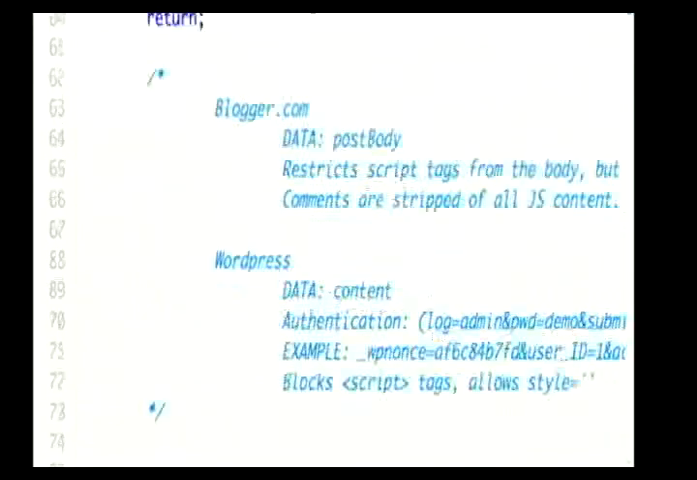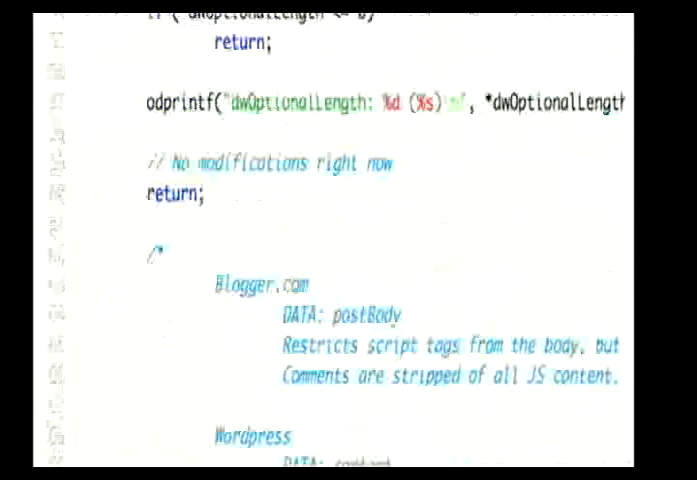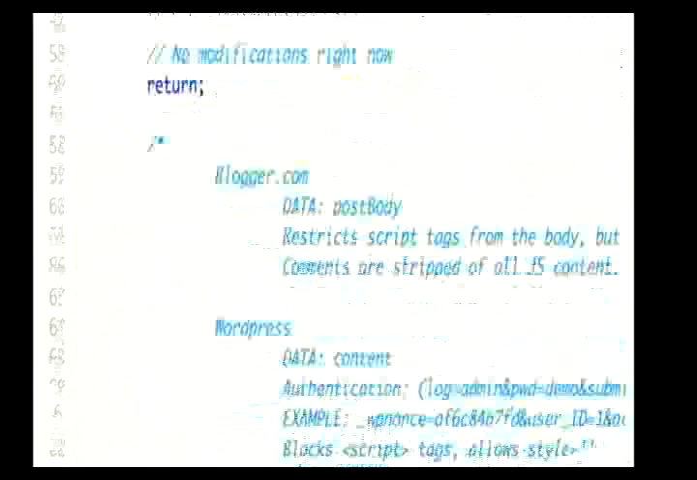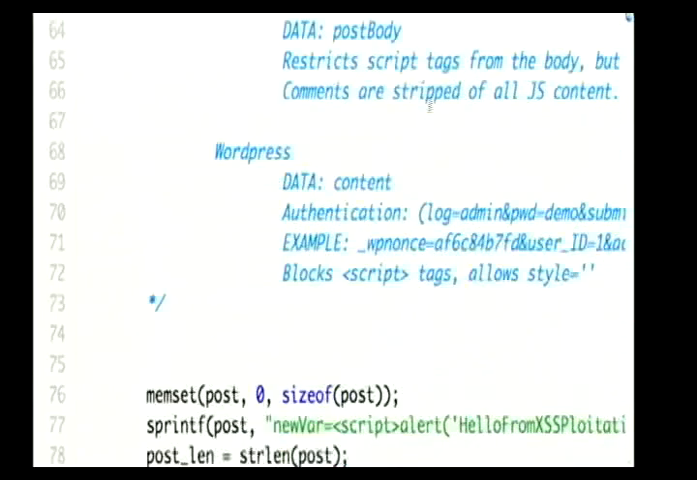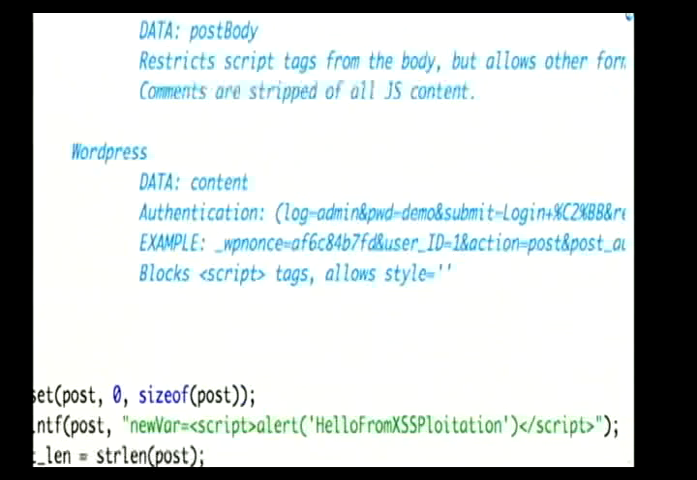So here we see we've got different flags. If there's no data in the post, we just ignore it. If the data is more than 0 bytes, then we actually look at it. And here we do fingerprinting for, say, blogger.com. This is actually an old copy of the code, so it doesn't actually have the logic. It just has the notes in it.